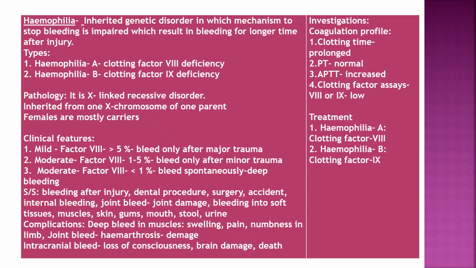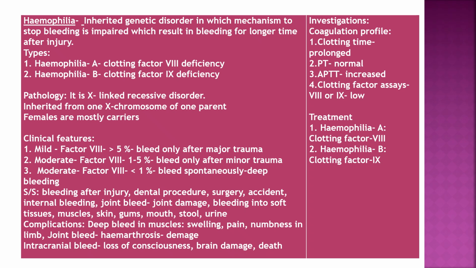So let's see coagulation disorder. So one of that is hemophilia. It is an inherited genetic disorder in which the mechanism to stop bleeding is impaired, which results in bleeding for longer time after the injury. So there are two types: hemophilia A because of clotting factor 8 deficiency, hemophilia B because of clotting factor 9 deficiency. It is an X-linked recessive disorder inherited from one X chromosome of one parent. So females are mostly carriers.